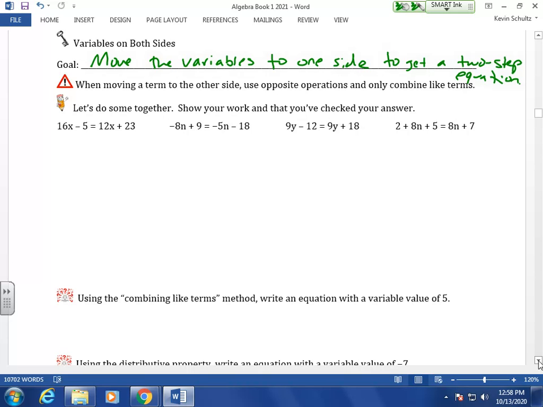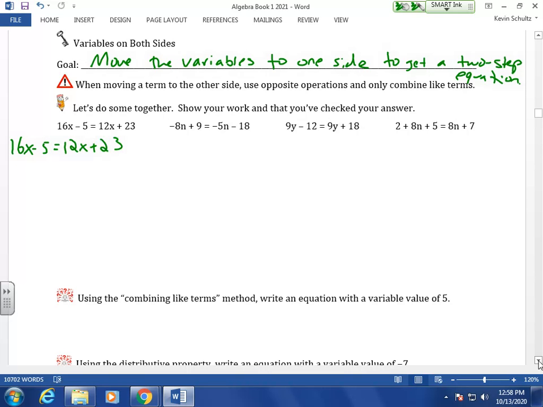16x minus 5 equals 12x plus 23. Think back to last year, whenever you've seen these before. What are your options? Because you've got a couple. What are your options for moving those variables to one side? Nick? Subtract the 12x over to the other side. Sure.